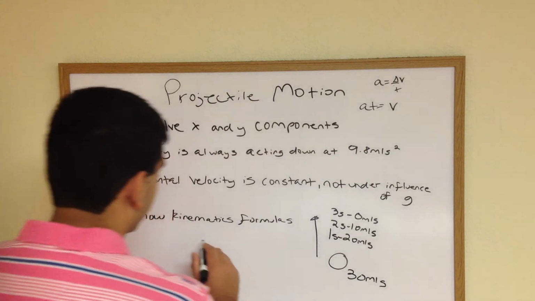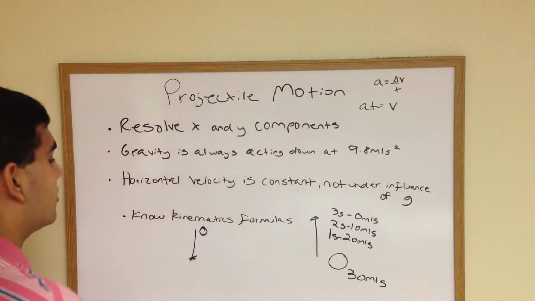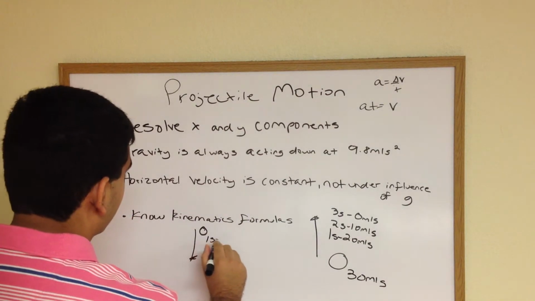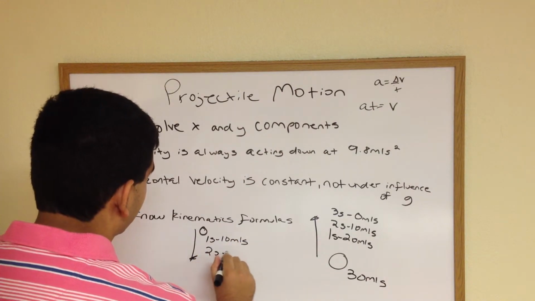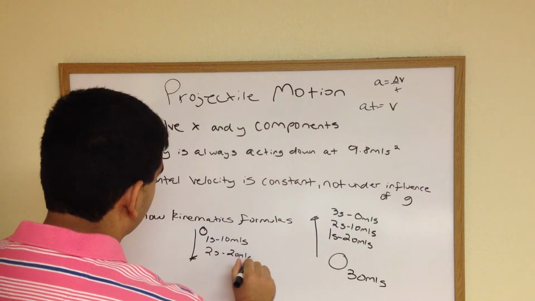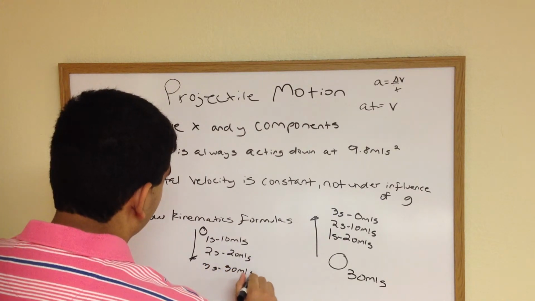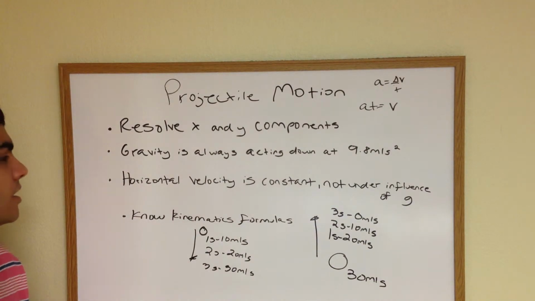So what happens when it's going back down? Well, when it's going back down, it's at its highest point, and it's going with gravity. So, at 1 second, it'll be going at 10 meters per second. At 2 seconds, it'll be going at 20 meters per second. At 3 seconds, it'll be going at 30 meters per second. And that's the general rule: gravity is always acting down on an object at 9.8 meters per second squared.